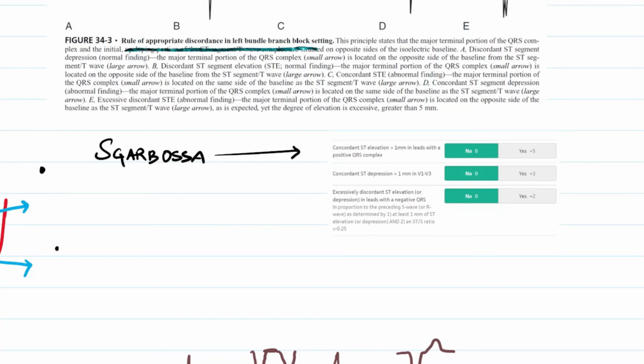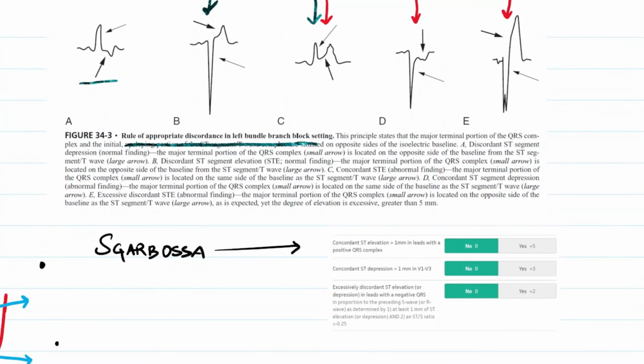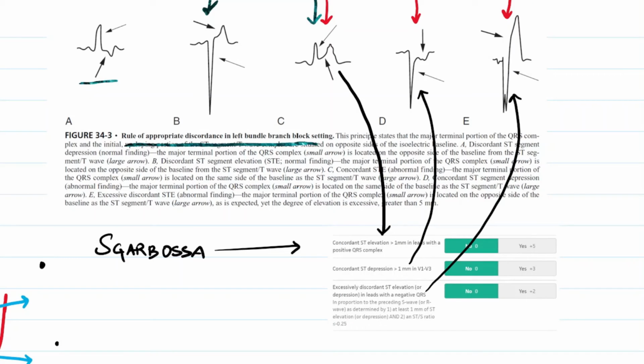As you can see from the score, concordant ST segment elevation, concordant ST segment depression, and excessively discordant ST segment elevation can all be indicators towards a STEMI. Here is concordant depression, excessive discordance.